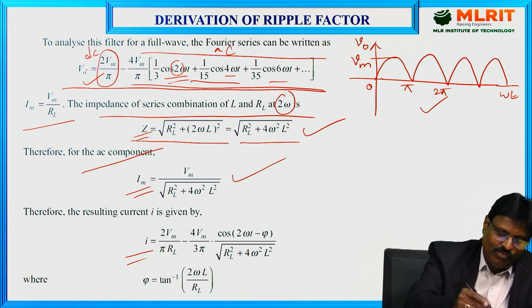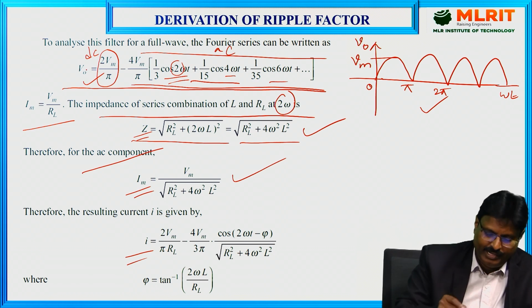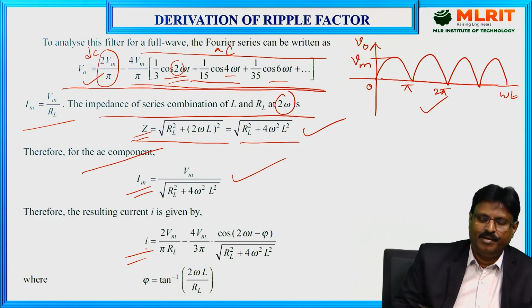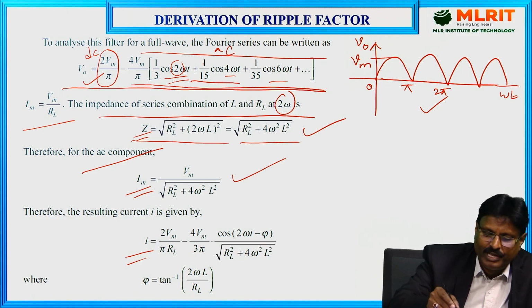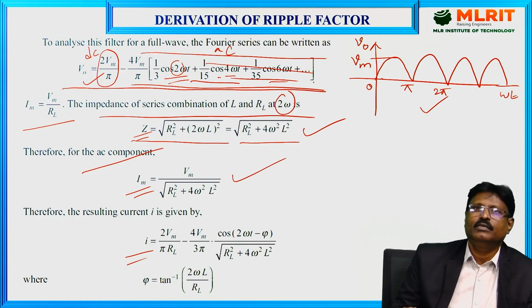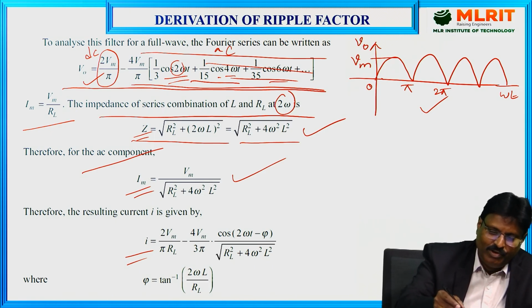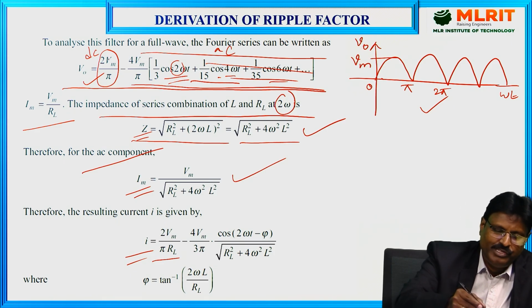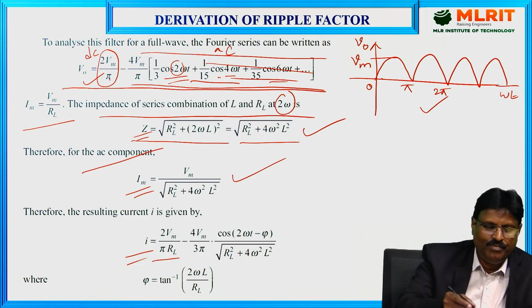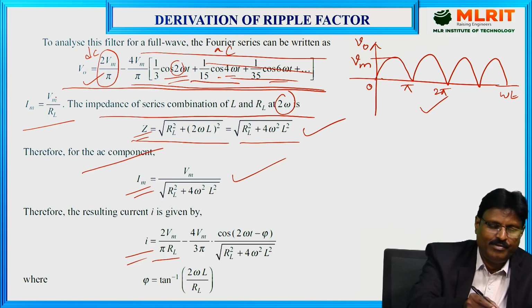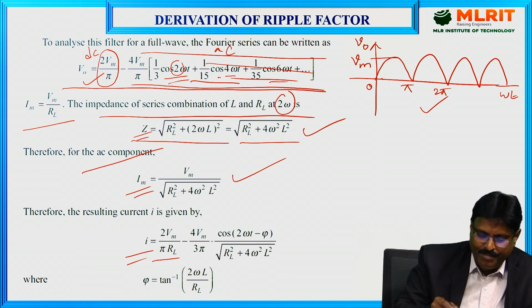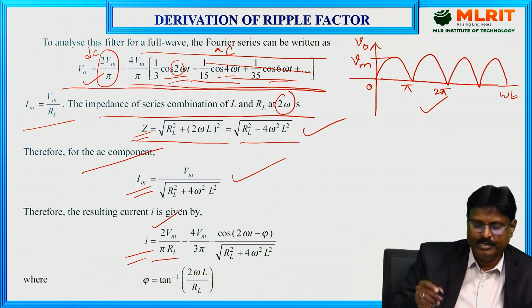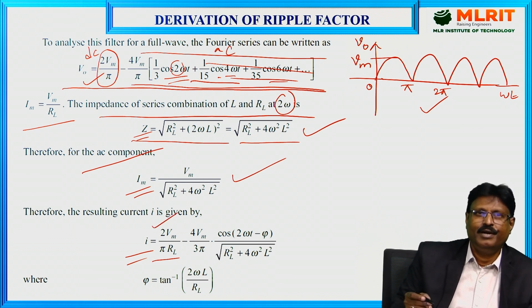Here we know the voltage equation. We are now writing the total resulting current by considering only the second harmonic, and I am ignoring the higher order terms related with higher harmonics. So we are considering only 2 omega. So what is the first current term here? The voltage is 2 Vm by pi. To calculate the current, Vm by RL, so 2 Vm by pi into 1 by RL. This is the DC current term.